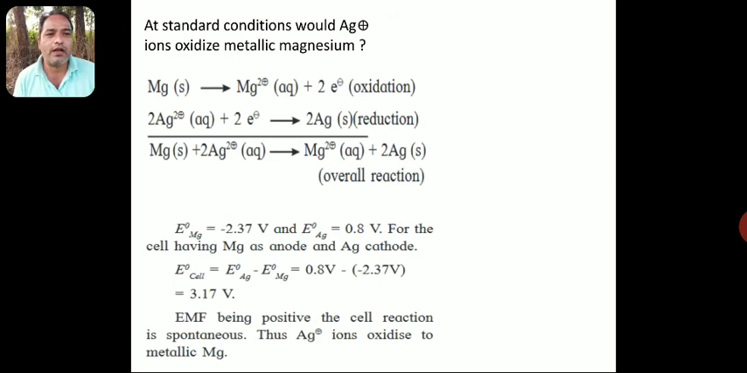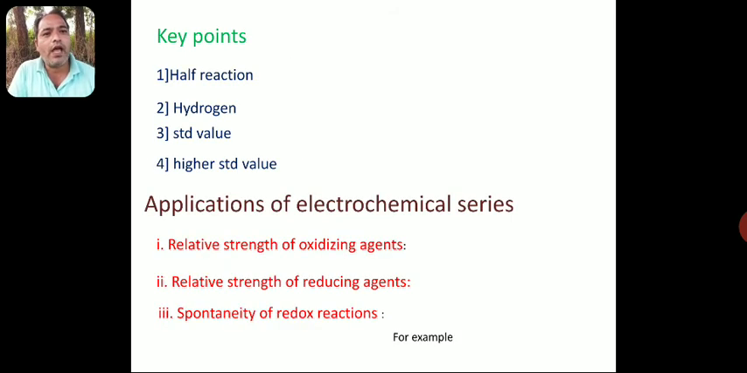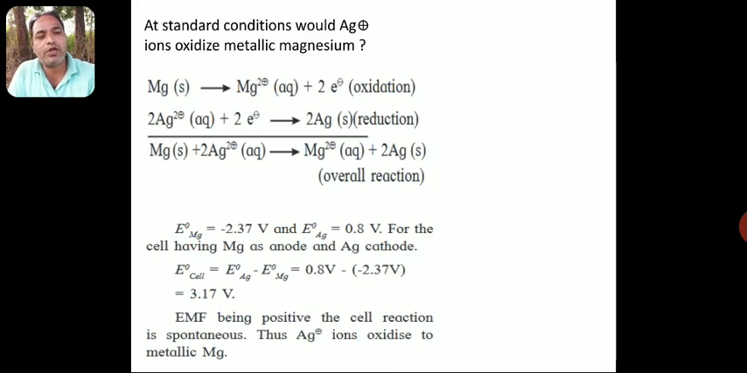So we can conclude, by calculating the E0 of cell using the E0 values at standard state, whether this redox reaction is spontaneous or non-spontaneous. So this is the application of the electrochemical series. Just now we saw the relative strength of the oxidizing agent, the relative strength of the reducing agent, and the third application, the spontaneity of the redox reaction. That means we can find out whether a reaction is spontaneous or not. So these are the three applications of the electrochemical series.